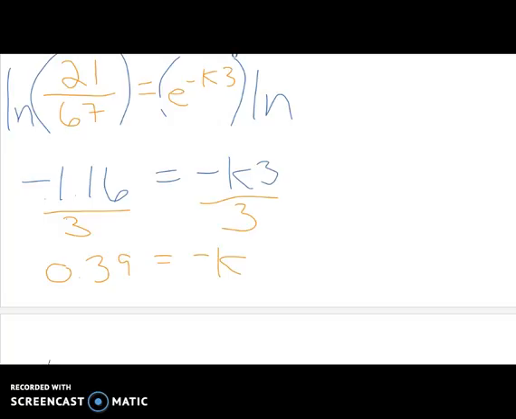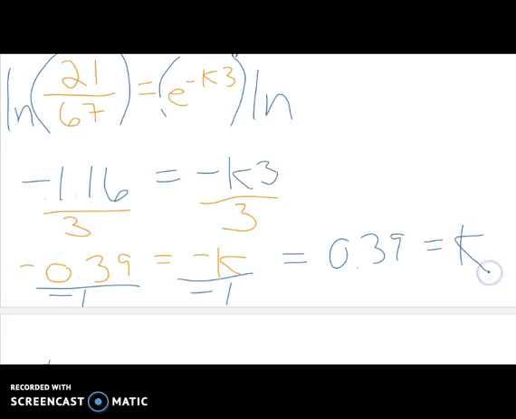We want to know what k is, not negative k. So having a negative k is like having a negative 1 multiplied by k. So all we have to do is divide each side by negative 1. And to do that, we just take negative 1 by each side, which will give us 0.39 equaling k. So we know that after 3 years, our wood stake had a decomposition rate of 0.39.